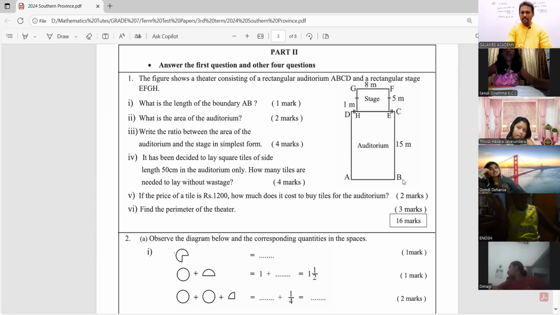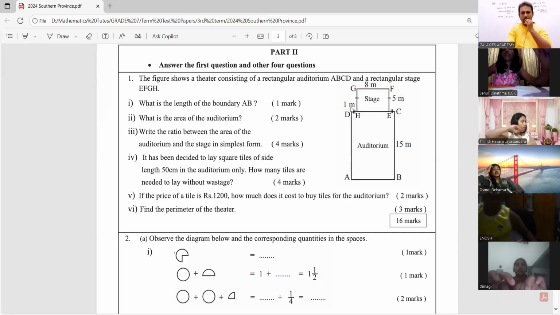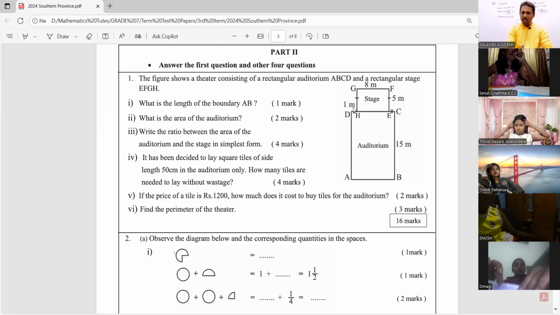The BC is 15 meters. Then also EF is 5 meters. EF and GH are equal, right? GF is 8 meters. Yes, GF is 8 meters, no? DH is given as 1 meter. DH and EC are equal, so EC should be 1 meter. Then can you understand what the length is? 10 meters. Yes.